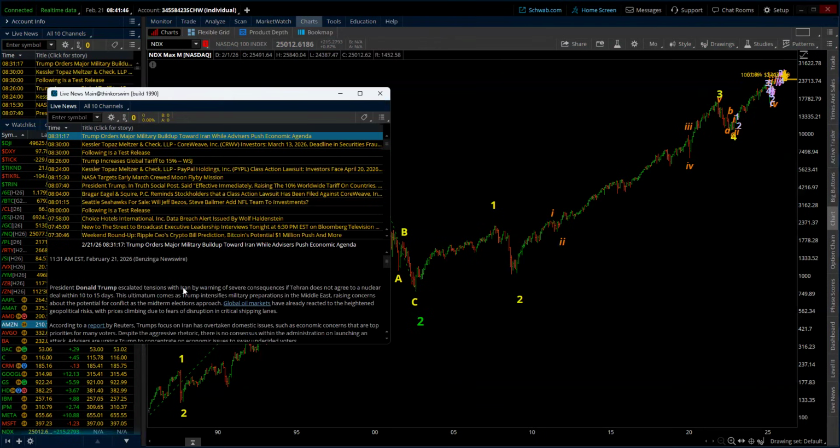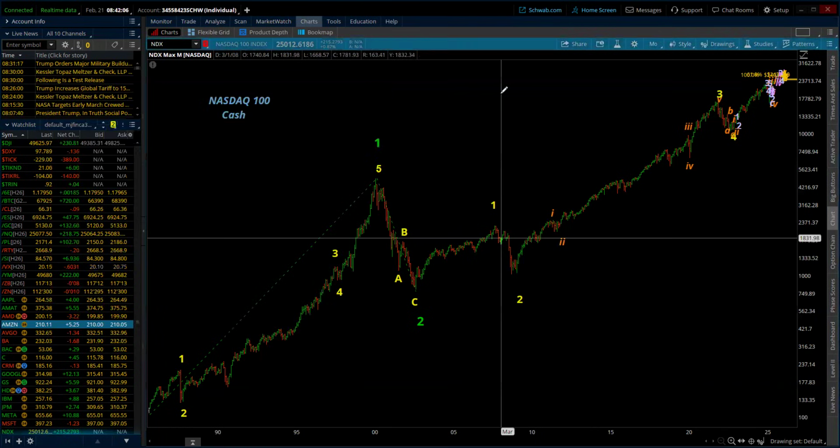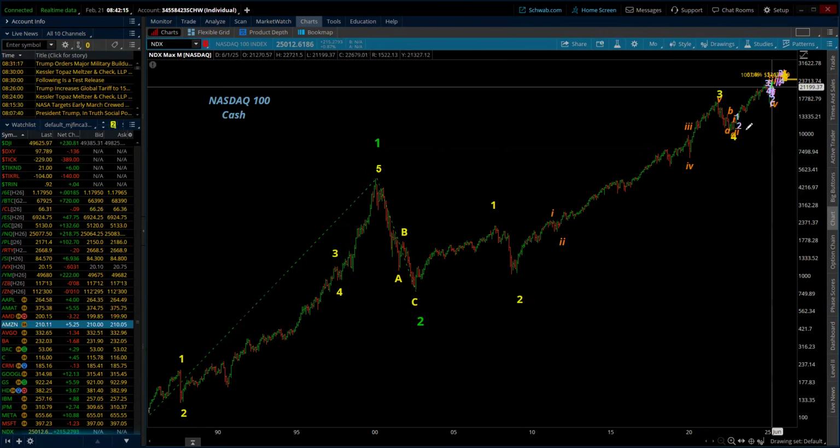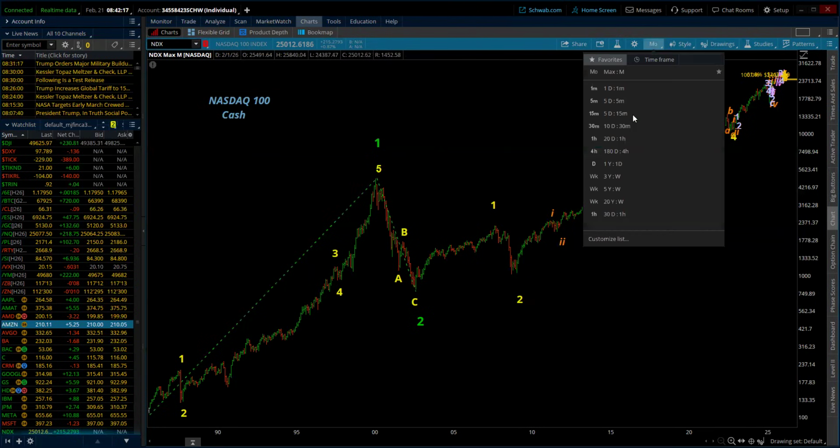So we're going to go attack Iran because they haven't agreed to a nuclear deal within 10 to 15 days. This is what's in control, right? What's going to happen? While the economic advisors are pushing an economic agenda, what is that agenda? Tariffs? Good luck.